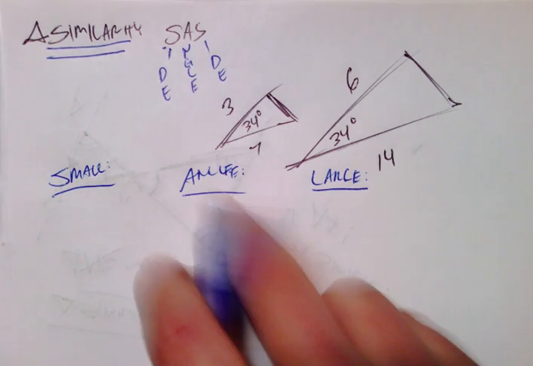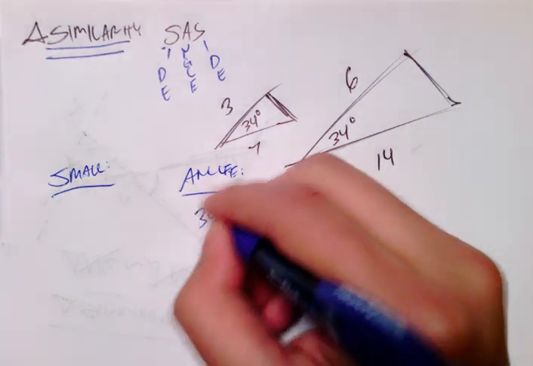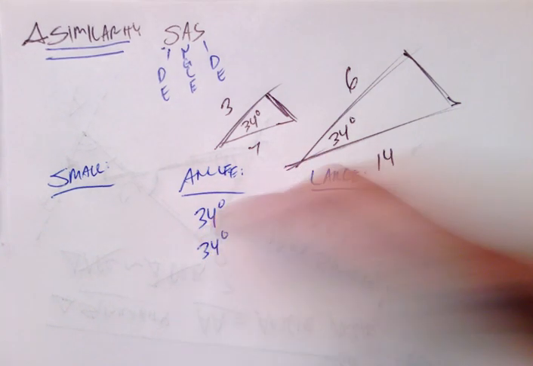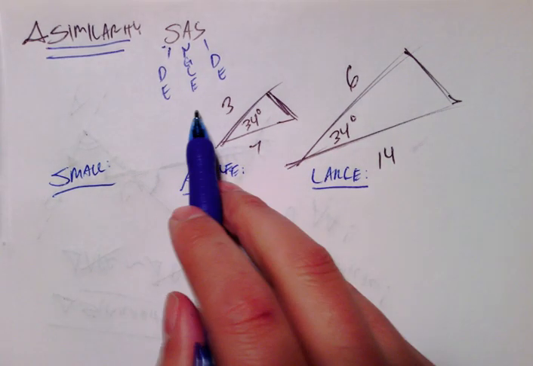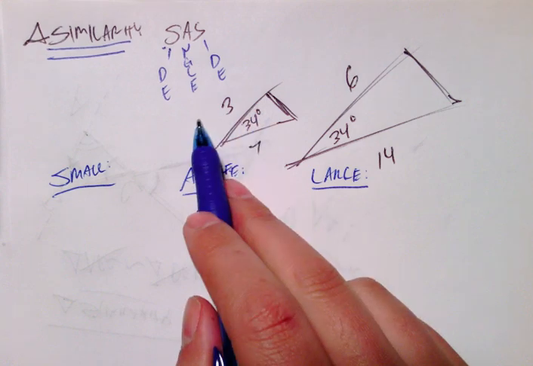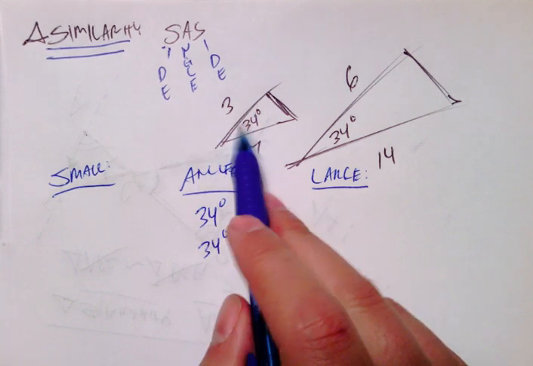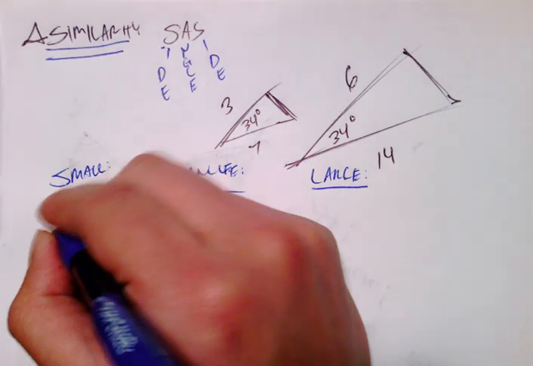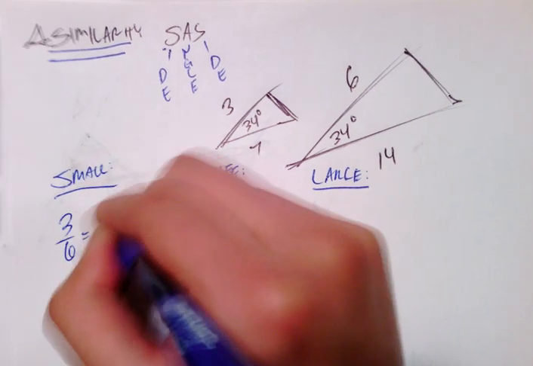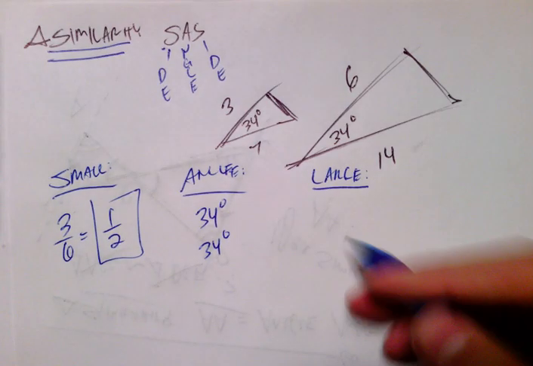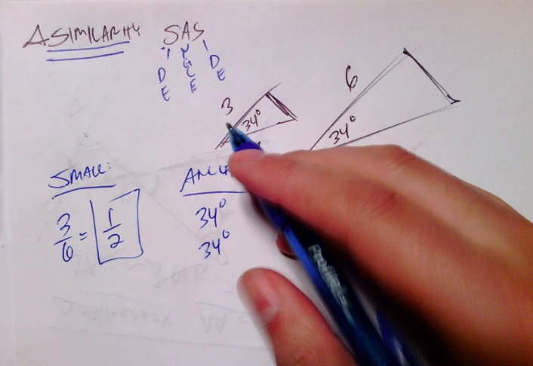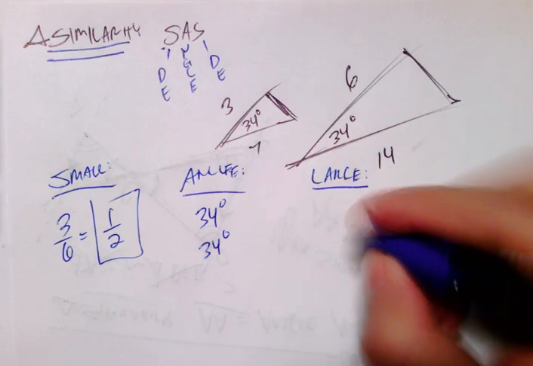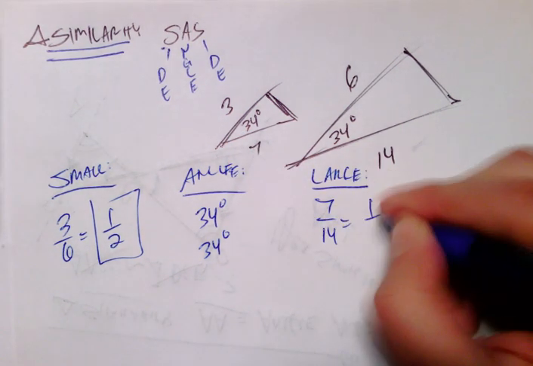Okay? So the way you would do this is that the good thing to do is to start out with the angles because they're both 34. So it's 34 degrees, okay? When you go from left to right on the small triangle, we're going to go the small side, which is 3, because 7 is bigger than 3. We're going to go small over small, which is going to be 3 divided by 6, okay? Which reduces down to 1/2. So that's what we have right there. On the large side, we're going to have 7 divided by 14, which is going to reduce down to 1/2.